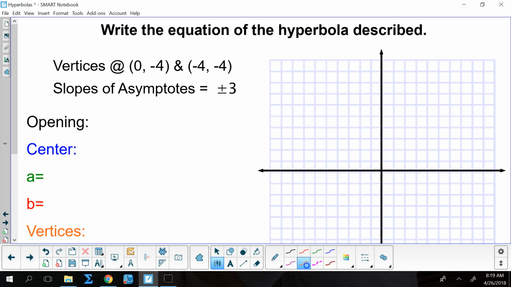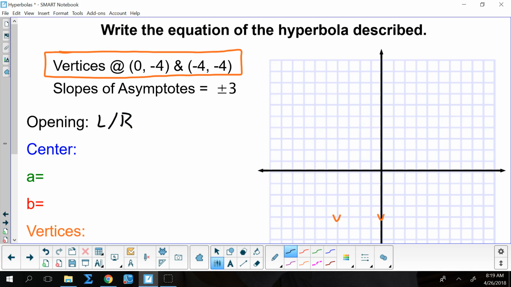So this tells me that I have a vertex at 0, -4, and a vertex at -4, -4. So there are my two vertices, correct? Just from the fact that the vertices are there, that's going to give me 3 pieces of information. It's going to open left and right. That's one piece of information.